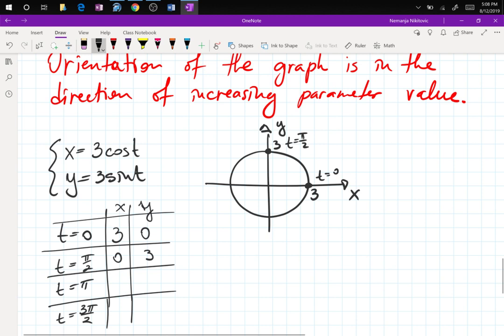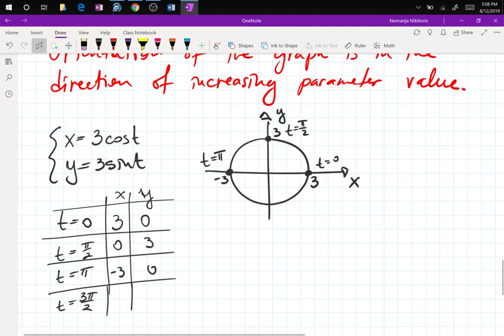At pi, cosine is -1, so we get -3, and sine of pi is 0, so we get a big fat 0, and we are here at -3 for t equals pi. And finally, to finish the journey around, we have the cosine of 3 pi over 2, and cosine of any odd multiple of pi over 2 is always 0, and the sine of 3 pi over 2 is going to be -3 over here in this case. So we are getting this point here, and that's t equals 3 pi over 2.